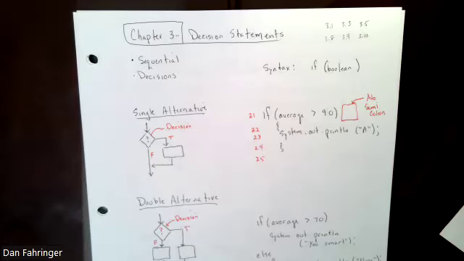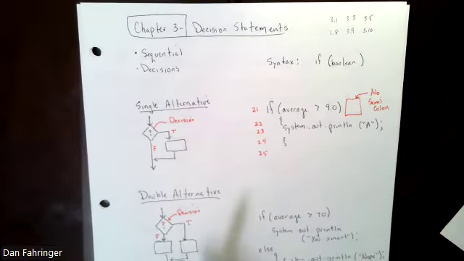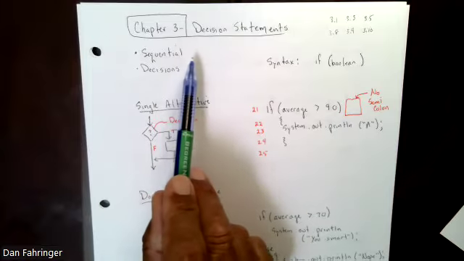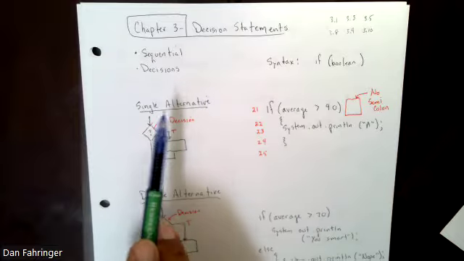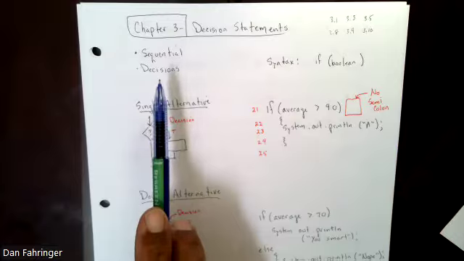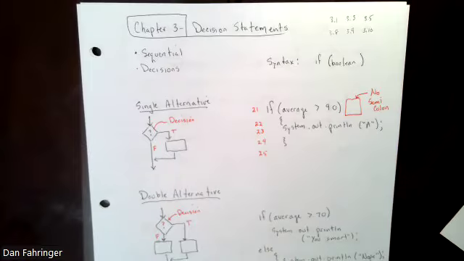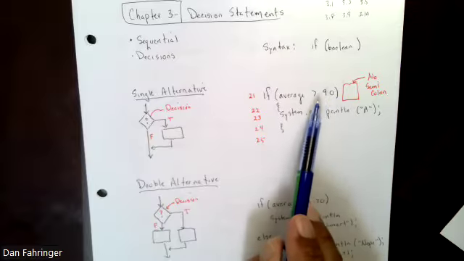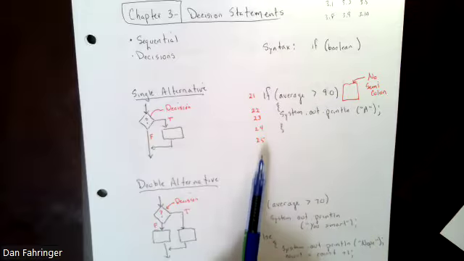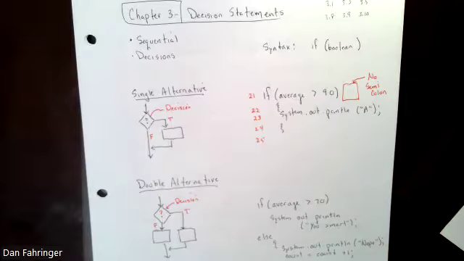Quick review of the first four sections in chapter four. We've been doing everything up to this point sequentially: line three, line four, line five, line six, line seven, line eight. Now all of a sudden we have decisions happening, and I might be skipping some lines. If average is greater than 90, do this. If it's not greater than 90, I skip down to line 25.